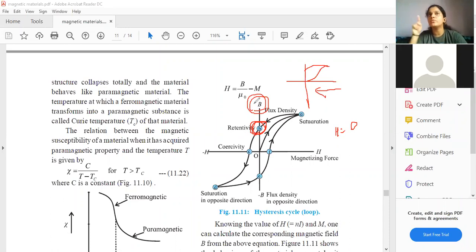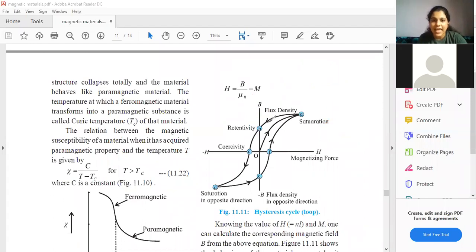Even after you remove the external magnetic field, a ferromagnetic material will retain its magnetic properties. That is what is happening over here. Even if I remove the external magnetic field, and the external magnetic field is because of the external current, so even if I remove the external current and make it completely 0, I will see that inside the material there is still B retained. The flux density of the material is still retained.